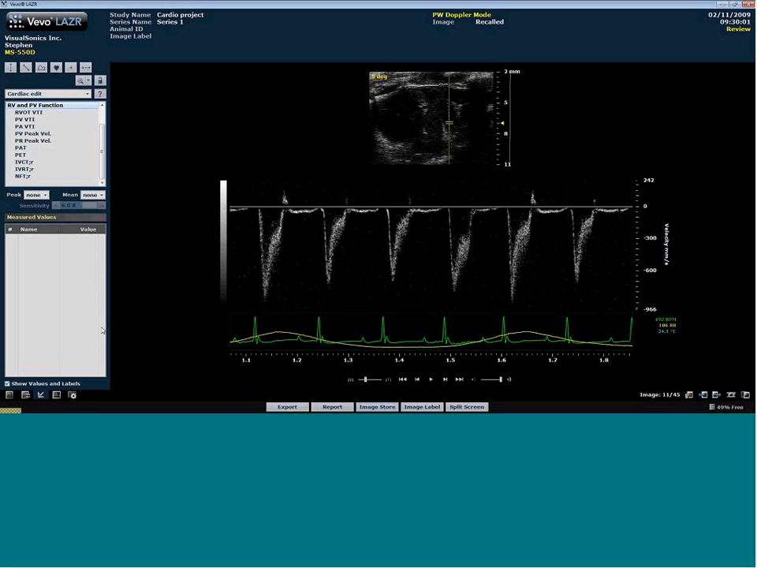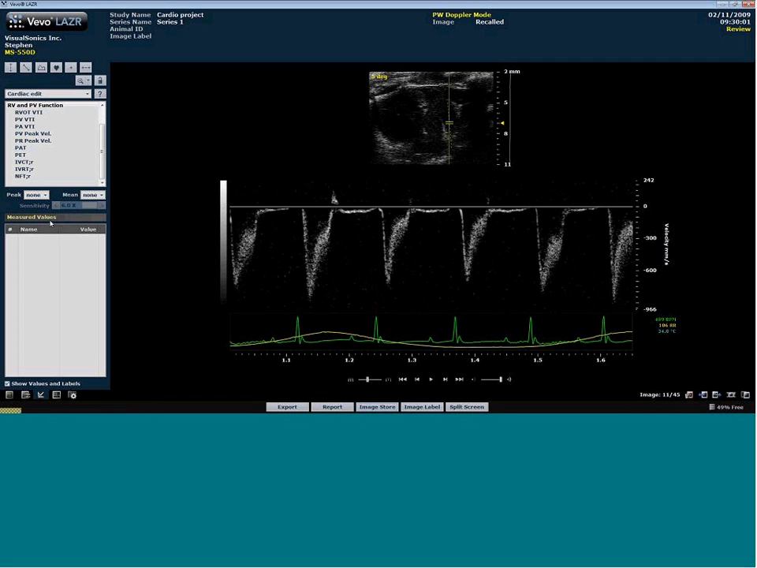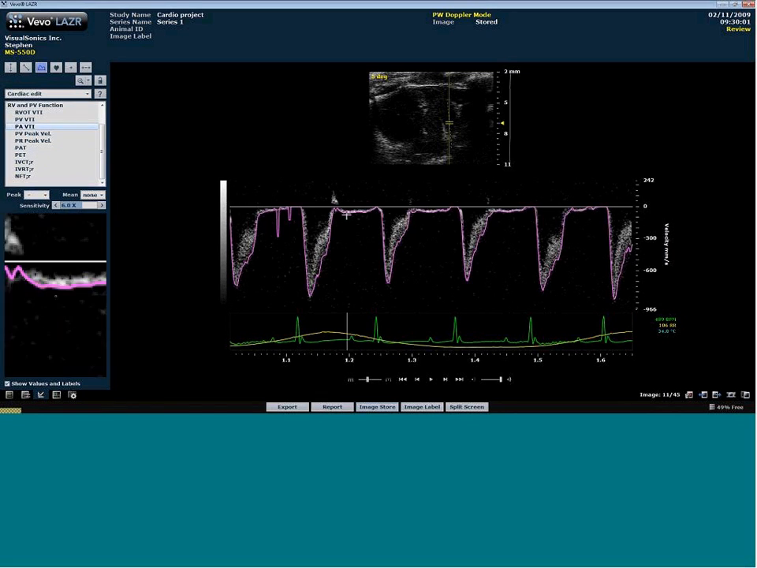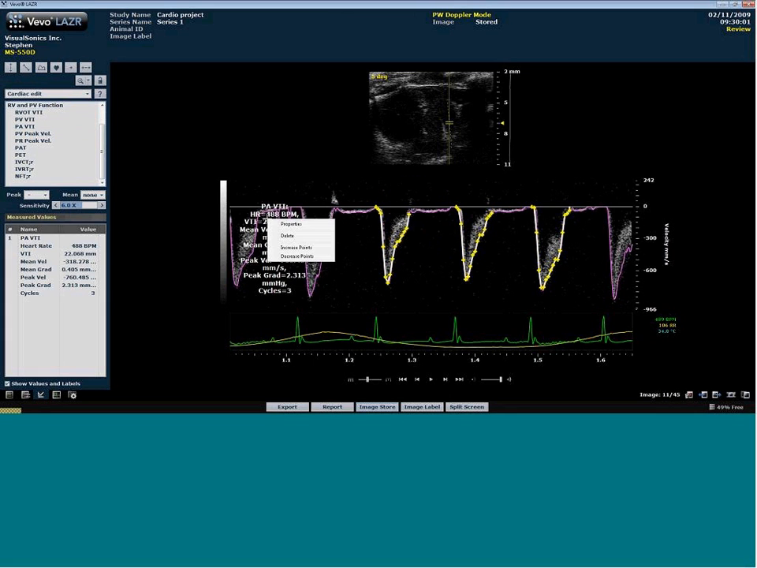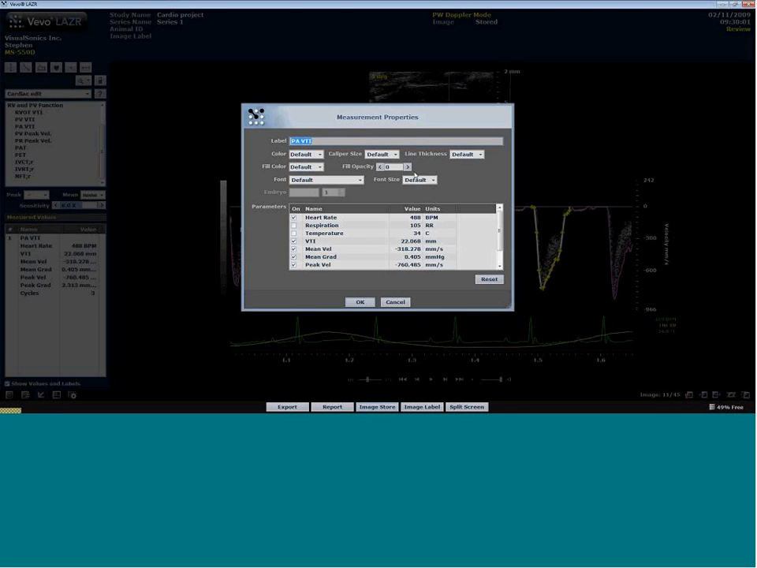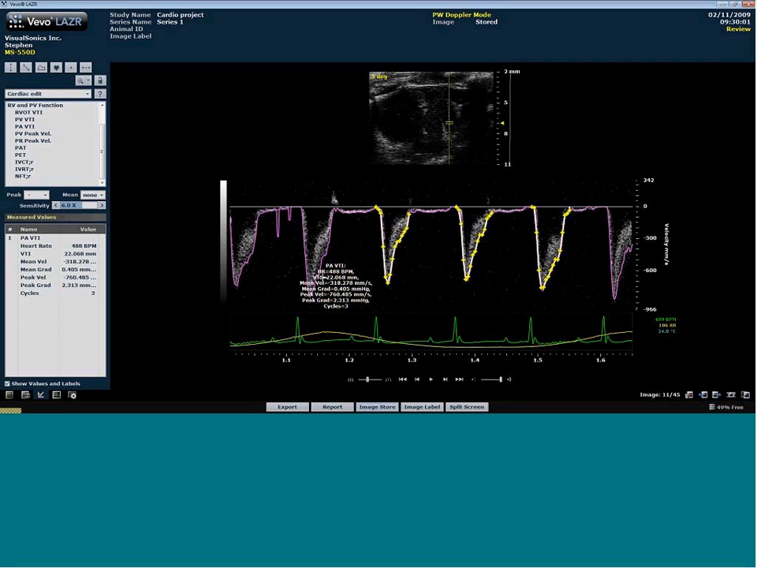Once you have your PW Doppler trace, pretty much the standard measurements would apply. This is the pulmonary artery, so the VTI measurements, the volume time integral measurements. We'll just place those really quickly. That gives you the volume time integral, heart rate, VTI, velocity, and pressure gradients.